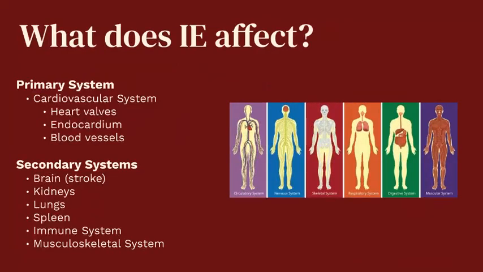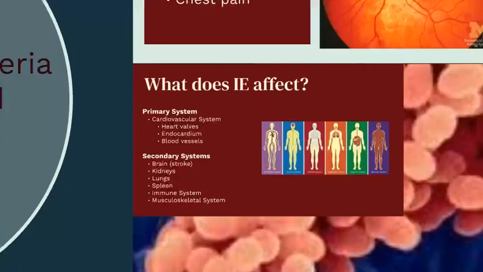So besides affecting the cardiovascular system, it can also affect the brain, kidneys, lungs, spleen, and so on. It does this by traveling throughout the bloodstream, as well as causing emboli, which can move around the body, causing blood clots and lack of blood flow. And that's what can also cause the strokes that we see here that affect the brain.